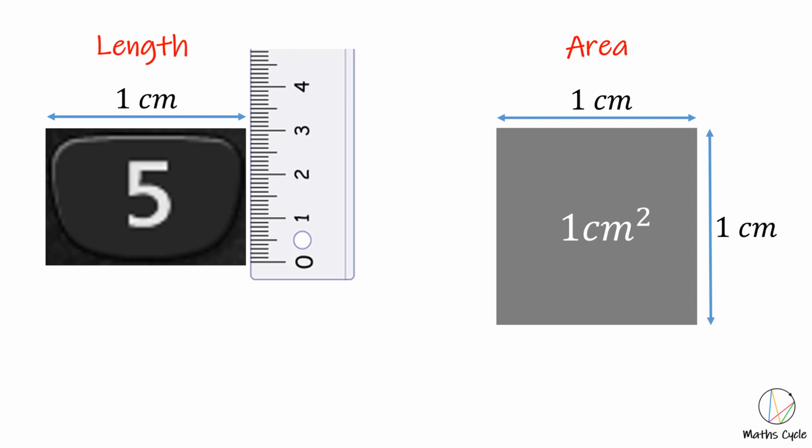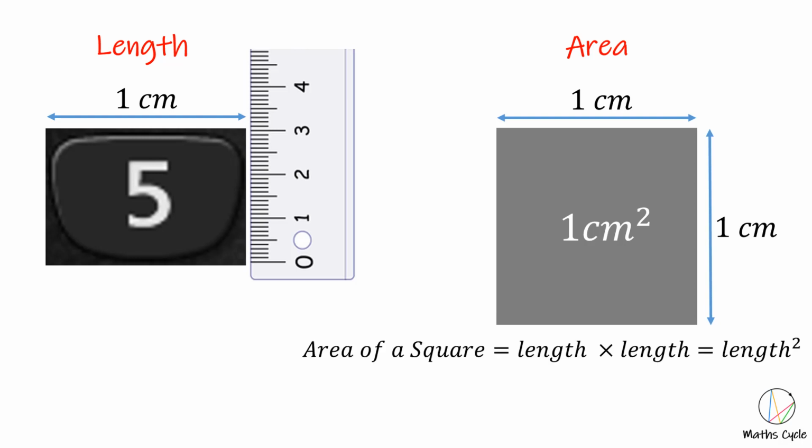Also, when looking at shape, we can measure the flat space it takes up. This is called area. So here we have a square. Because it's a square, that means both sides have equal length. And here, the length of both sides are 1 centimeter. So the area of a square is length multiplied by length equals length squared. And we say length squared because it represents the shape of a square.